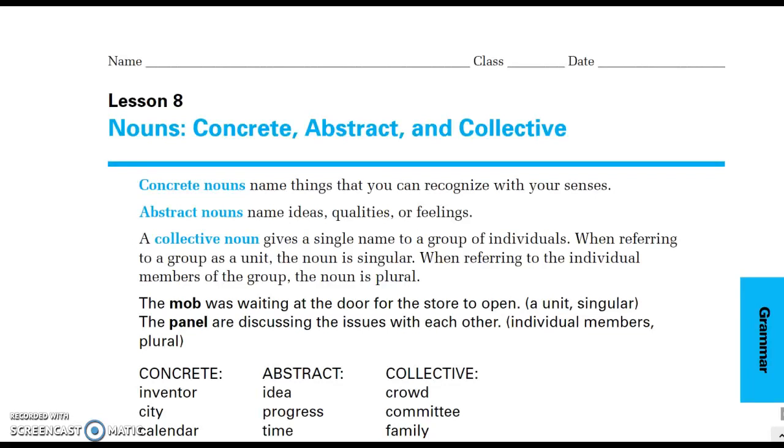For the Unit 2, Lesson 8 worksheet for nouns, concrete, abstract, and collective, please be sure to put both your name and your homeroom class at the top of your paper.